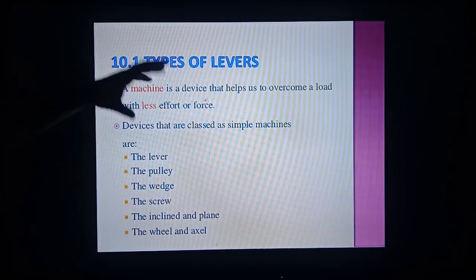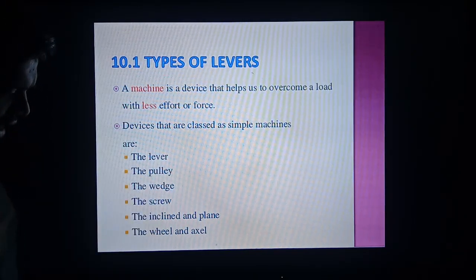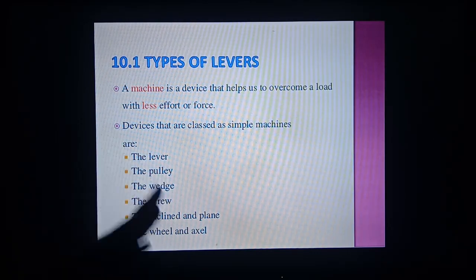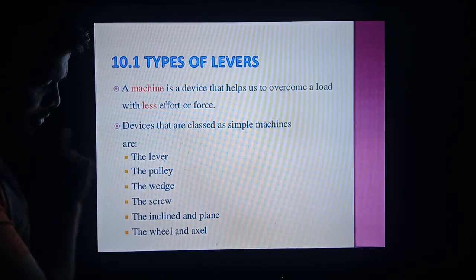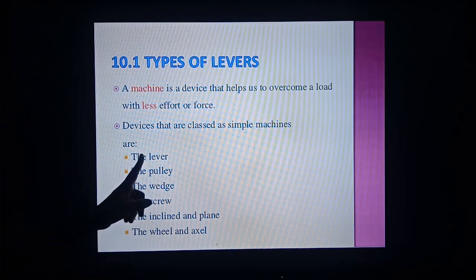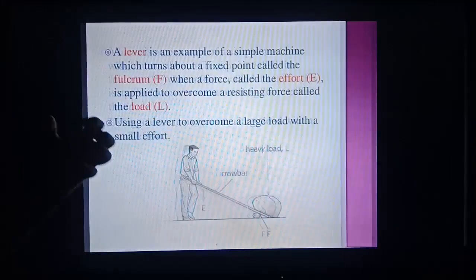So in simple machine we have to study lever, pulley and inclined plane only. These all are simple machines, but we have to learn only lever, pulley and inclined plane. Let's see what is lever.